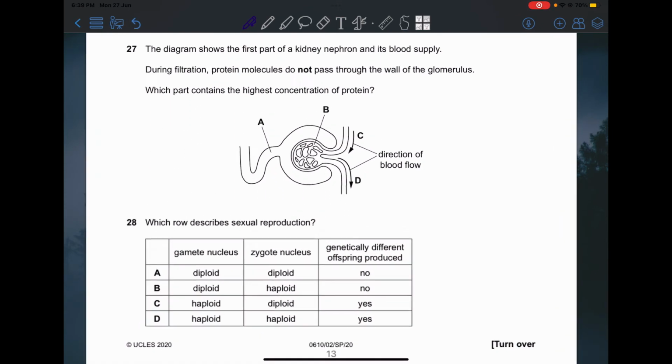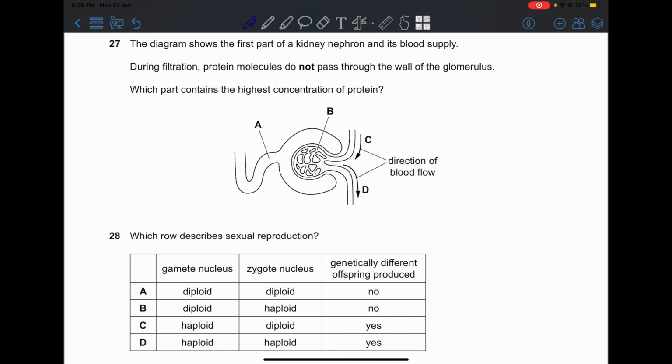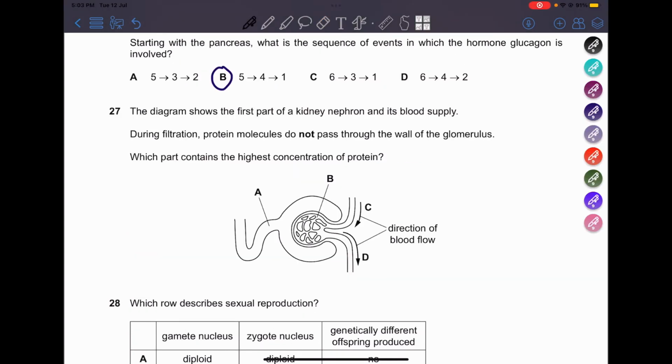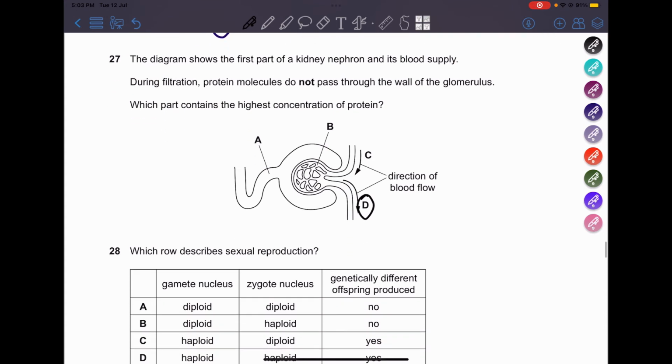27. The diagram shows the first part of a kidney nephron and its blood supply. During filtration, the protein molecules do not pass through the wall of the glomerulus. Which part contains the highest concentration of protein? Now over here actually it's going to be D. That's because over here the water has been reabsorbed. So if the water has been reabsorbed, the protein is going to have a higher concentration compared to when it was inside the kidney. So it's going out of the kidney, and you know that protein isn't absorbed by the kidneys, so actually it's going to be D.